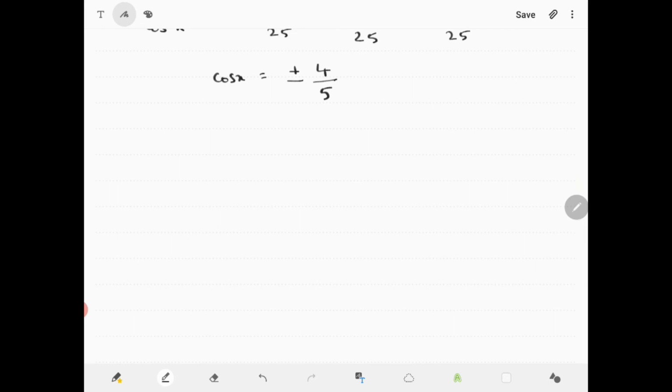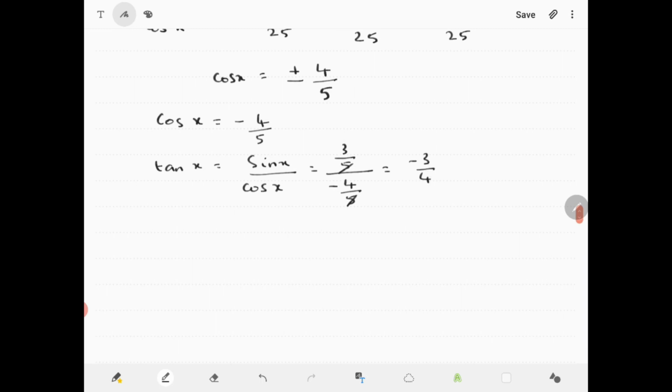So we know this, here it is given as second quadrant. So in second quadrant cos x will be negative. So we will leave the positive value and take only the negative value. So cos x value is minus 4 by 5. Now we have to find the tan value. So tan value will be sin x by cos x, which is equal to 3 by 5 the whole divided by minus 4 by 5, which will be minus 3 by 4.